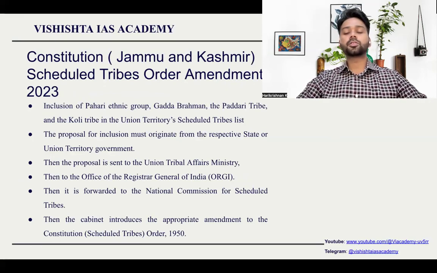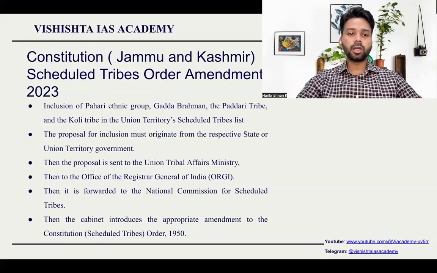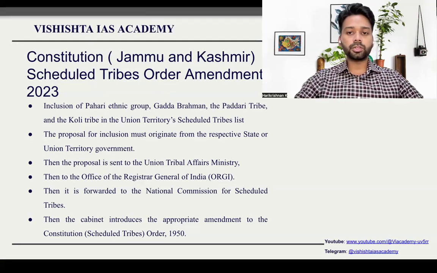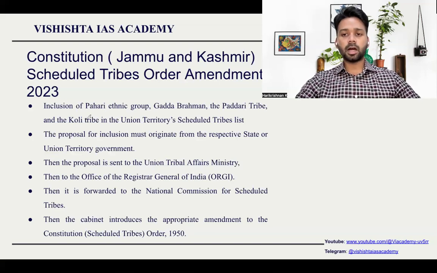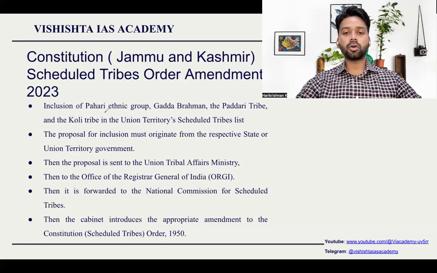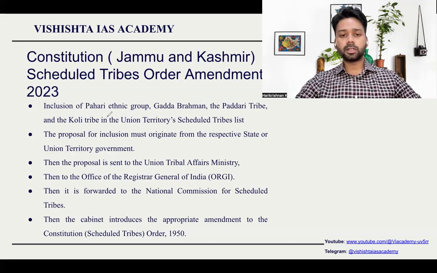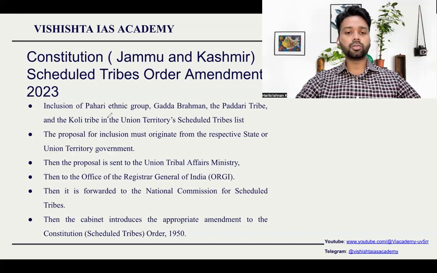This is a very important topic. The Constitution (Jammu and Kashmir) Scheduled Tribes Order Amendment Act 2023. According to this, certain important tribal groups were included under the state's tribal list of Jammu and Kashmir. Names of tribes are very important because earlier UPSC has asked a lot of questions related to the names of tribes, which state the tribe belongs to, and whether it is a particularly vulnerable tribe or a general scheduled tribe. So all these points need to be known.